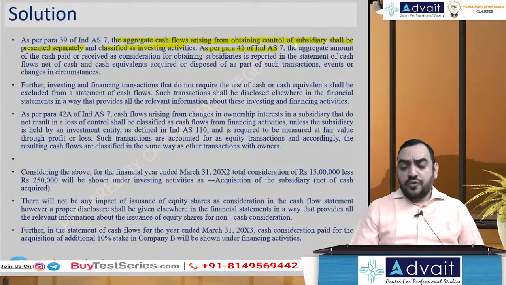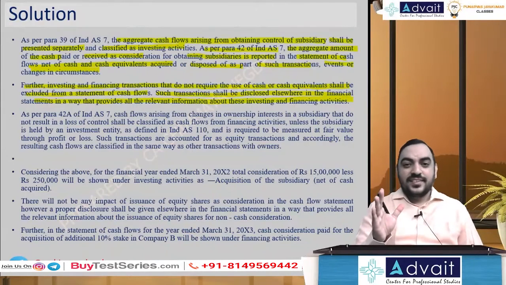As per para 42 of Ind AS 7, aggregate amount of cash paid or received as consideration for obtaining subsidiaries is reported in statement of cash flow, net of cash and cash equivalent acquired or disposed of as a part of such transactions, events or changes in circumstances. Further, investing and financing transactions that do not require the use of cash and cash equivalent shall be excluded from the statement of cash flows. Such transactions shall be disclosed elsewhere in the financial statements in a way that provides relevant information about these investing and financing activities.